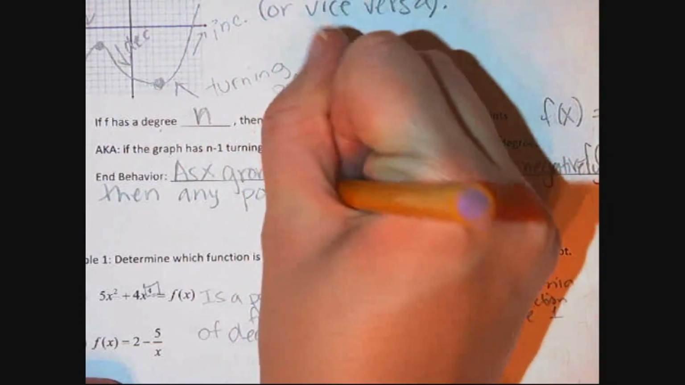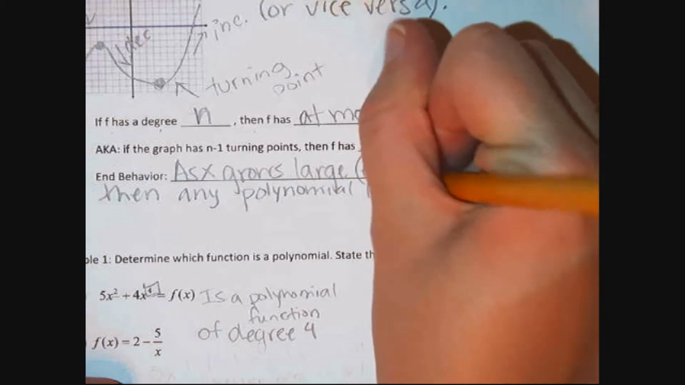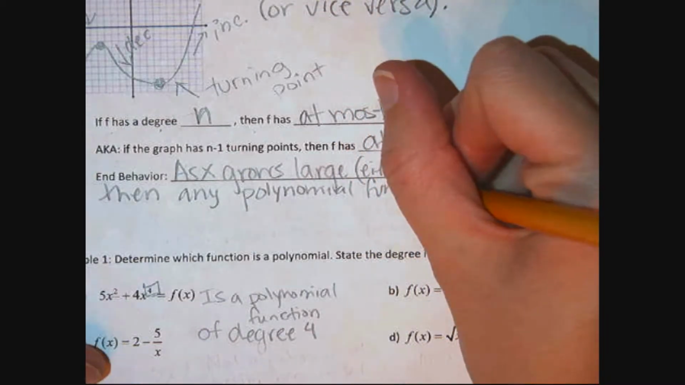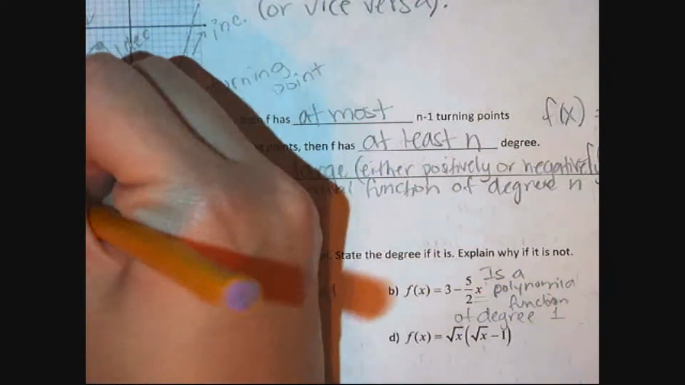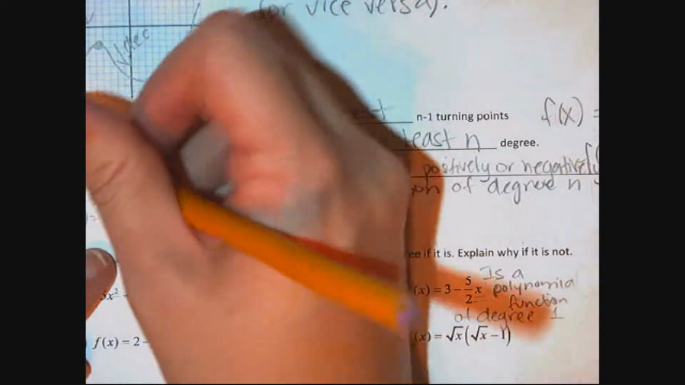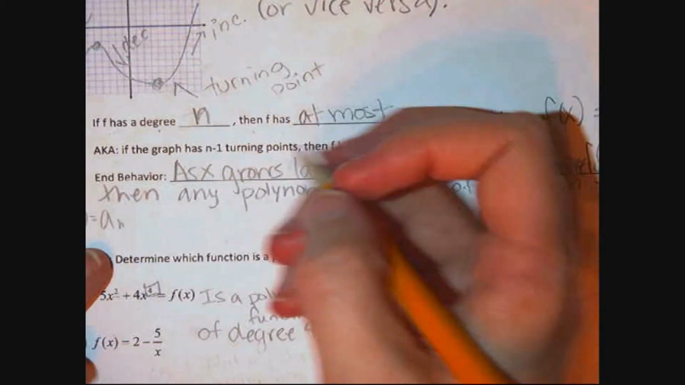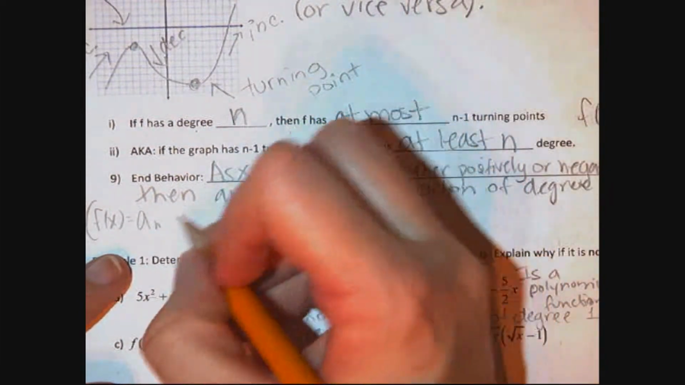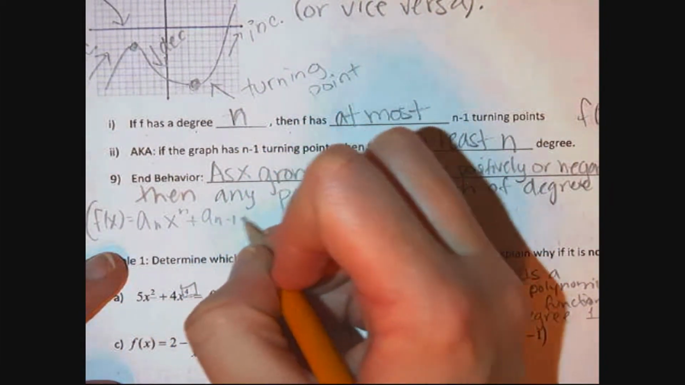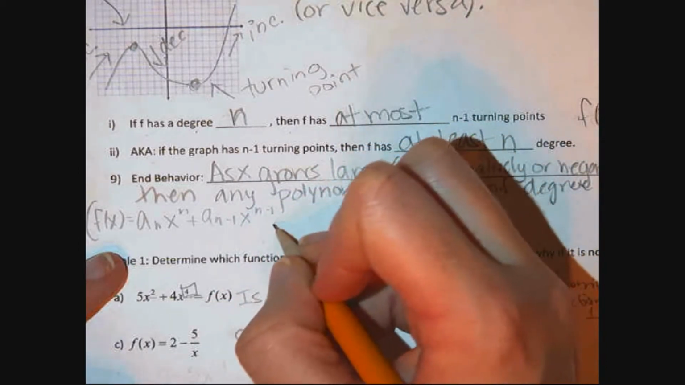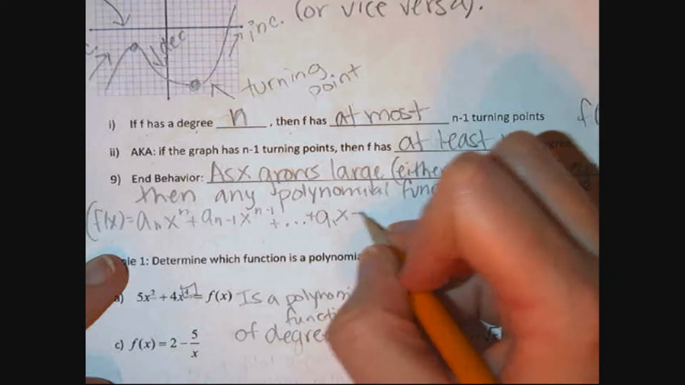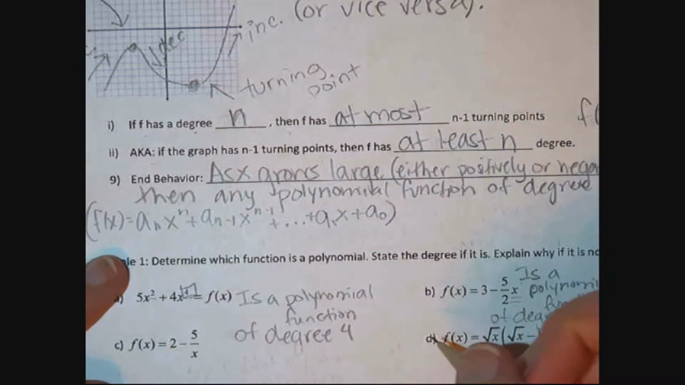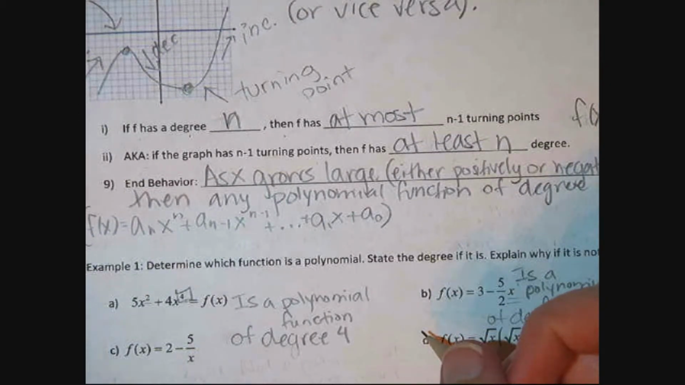Then, any polynomial function of degree n, so remember that sort of function should be in the form f of x equals a sub n x to the n plus a sub n minus 1 x to the n minus 1 plus as many terms as is necessary plus a sub 1 x plus a sub 0. So remember, that's our form for a polynomial function.